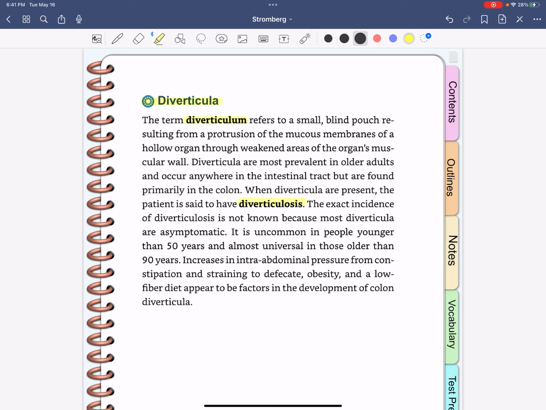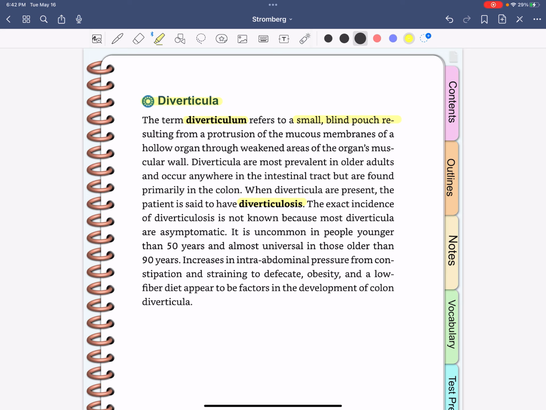So the word diverticulum refers to a small blind pouch resulting from a protrusion of the mucous membranes of a hollow organ through weakened areas of the organ's muscular wall. Gracious, that's a lot. But all I really want to know in bare bones is that it's a small blind pouch. That's all I'm interested in right now.